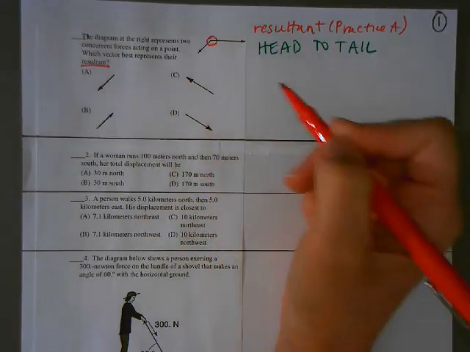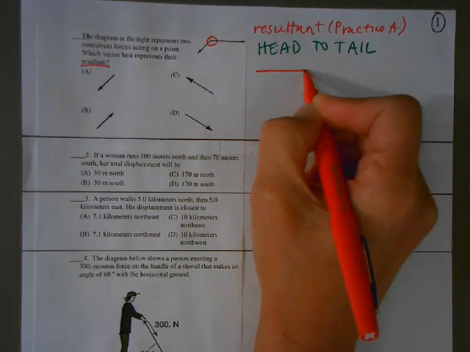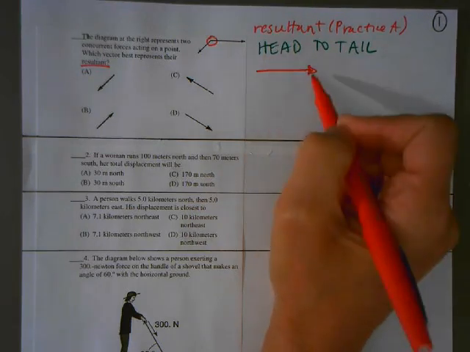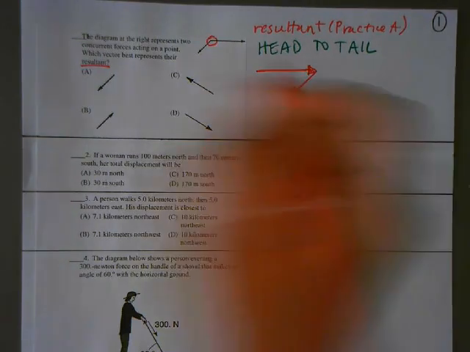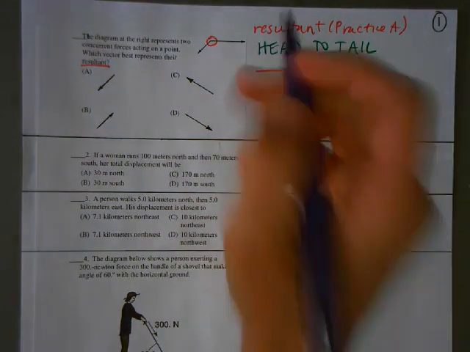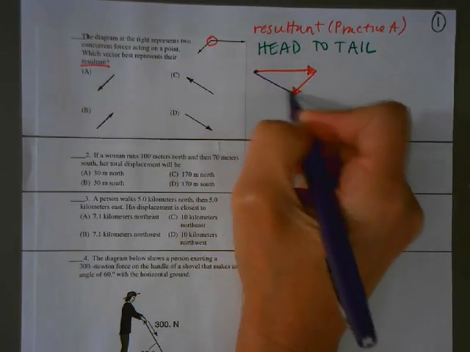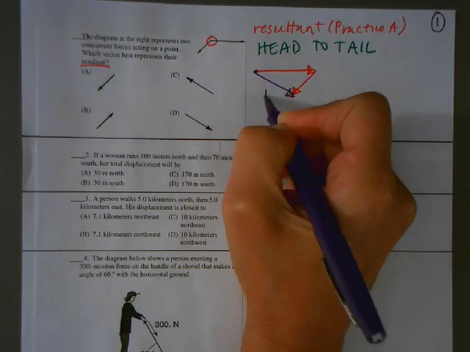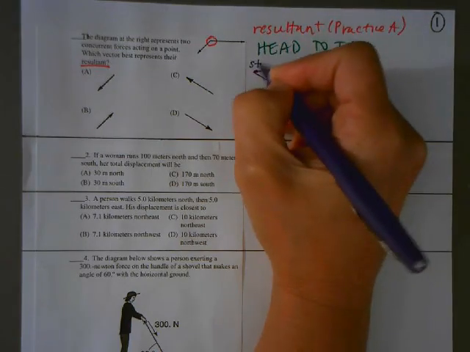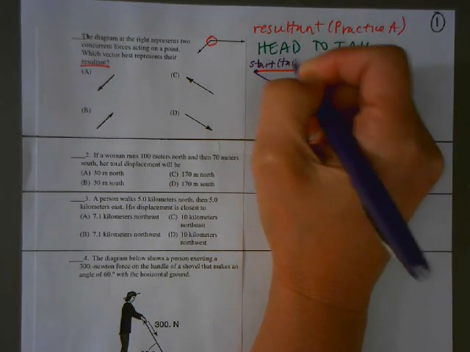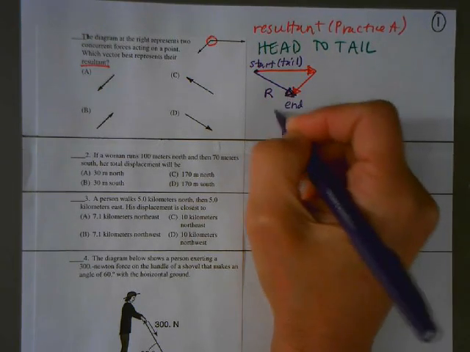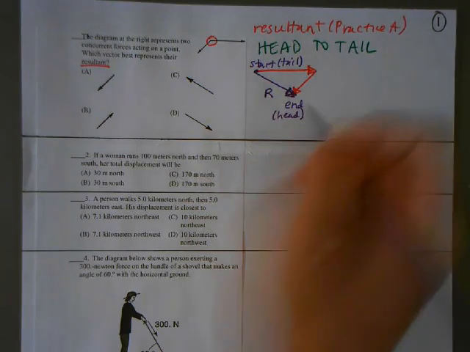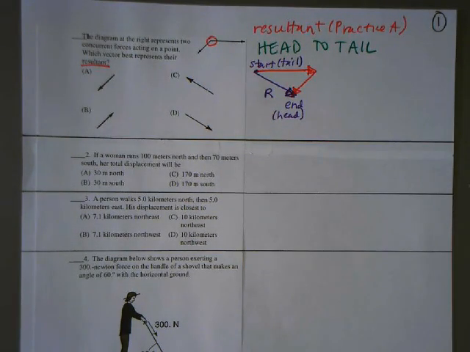Let's say I did the long one first. Then from the head of this vector, I do the tail of the other. From where I start to where I end up is my resultant. So this is my resultant. Remember, this is where I start at the tail, and then this is where I end, and that's where I'm going to draw the head of my resultant.